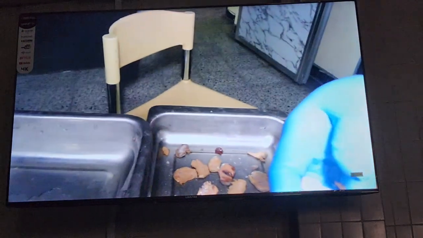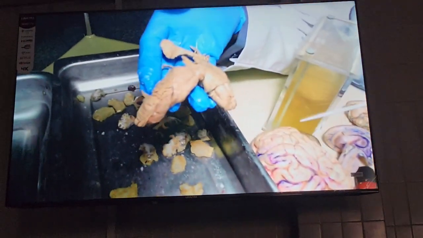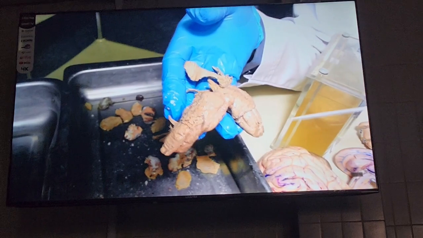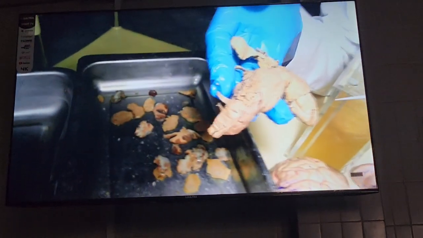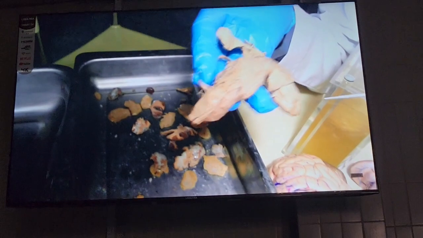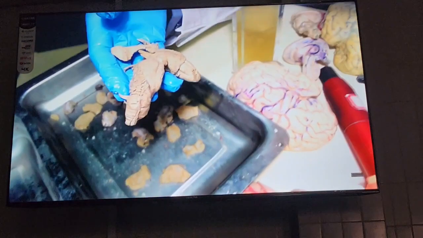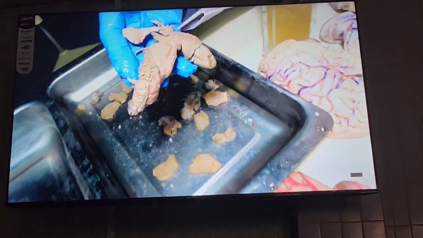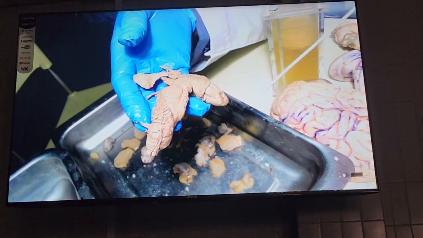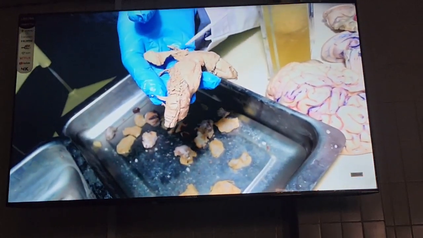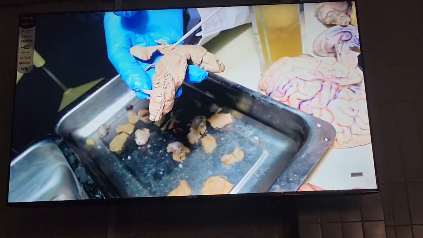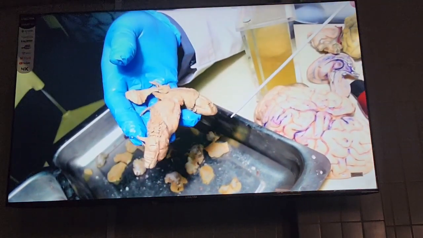The brainstem is that part connecting the brain to the spinal cord. It consists of three parts: the midbrain, pons, and medulla oblongata. So those three parts collectively form the brainstem from the rostral to caudal direction.